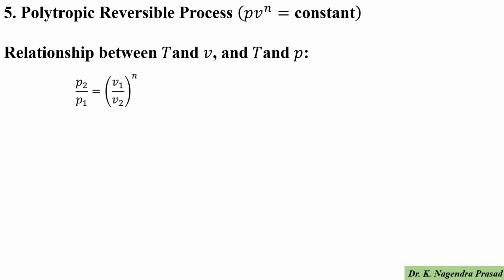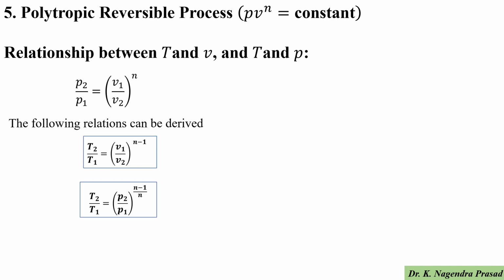So we have to look for the relationship between T and V and T and P for the polytropic process. So this is the relation: T2 by T1 equals V1 by V2, whole to the power of n minus 1. So this is the relationship between T and V. And similarly for T and P, T2 divided by T1 equals P2 divided by P1, whole to the power n minus 1 divided by n.